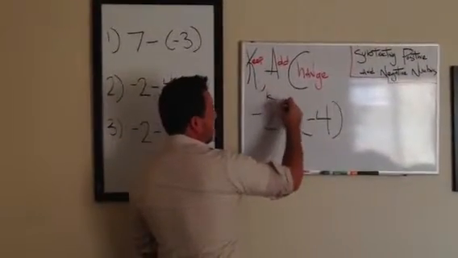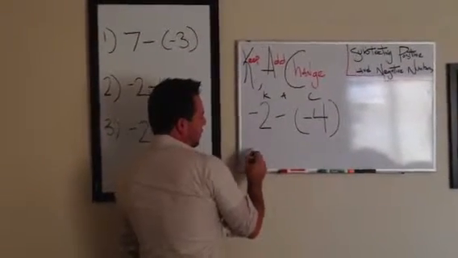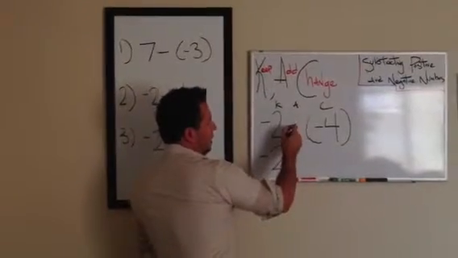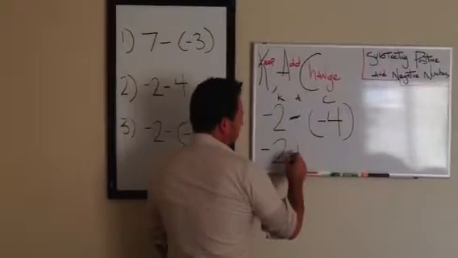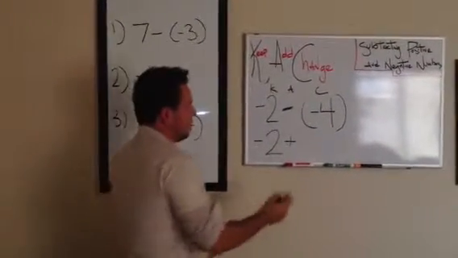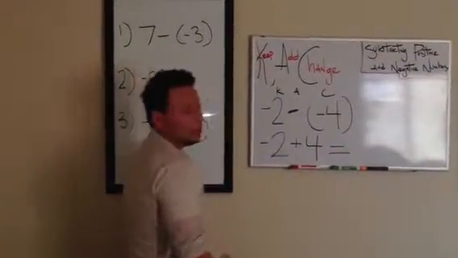So, -2 minus -4. Remember, you do the keep, add, change. Keep the -2 just the way it is. Add, so you change that subtraction symbol to a, good, to a plus sign. -4. How do I change -4? Good, to a +4. -2 plus 4.